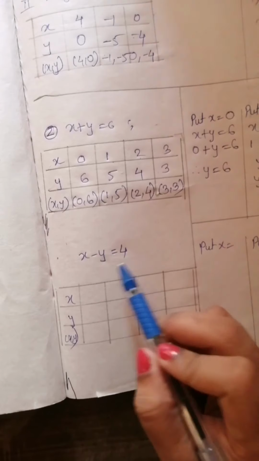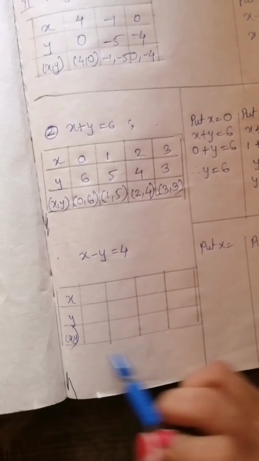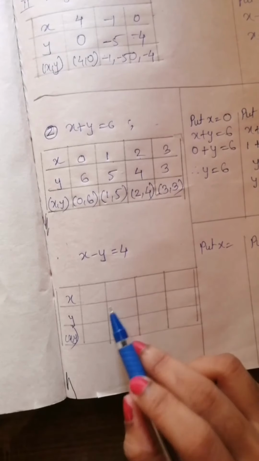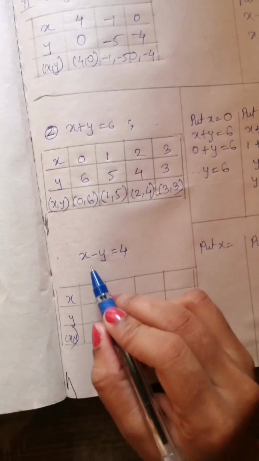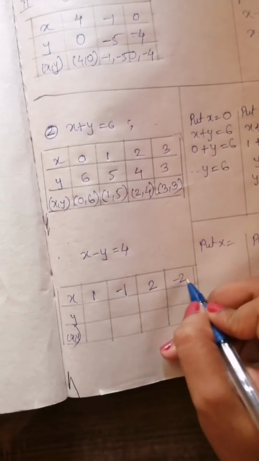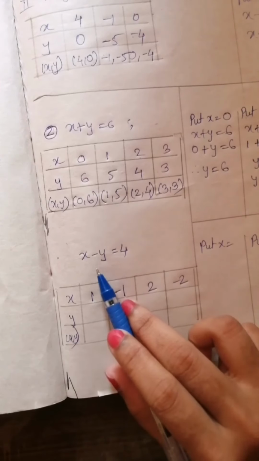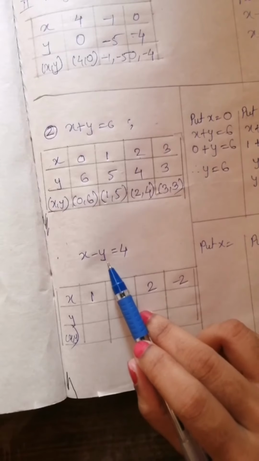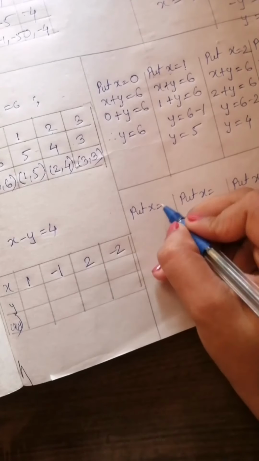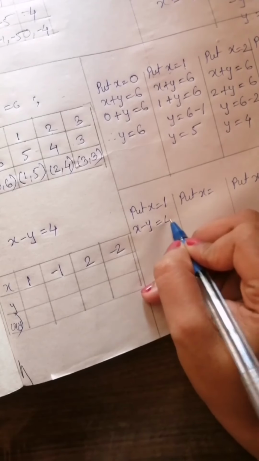And we have a second equation also, x minus y equals 4. Now draw the table first, and we can choose any numbers randomly. So x equals, you can take any number. I choose 1, minus 1, 2, minus 2. Now substitute all these values of x in this equation, then I will get the value of y.